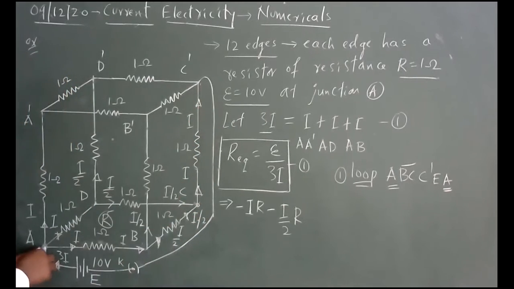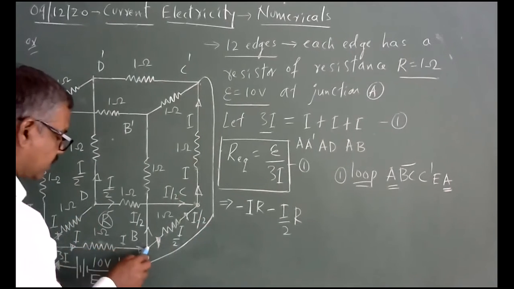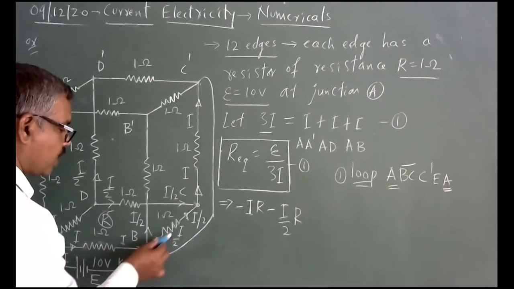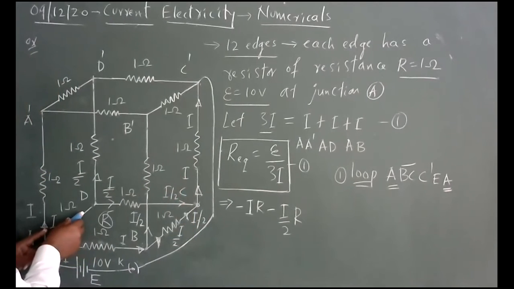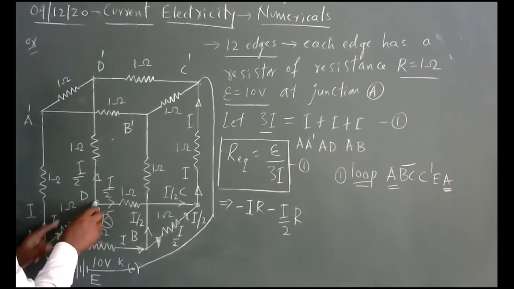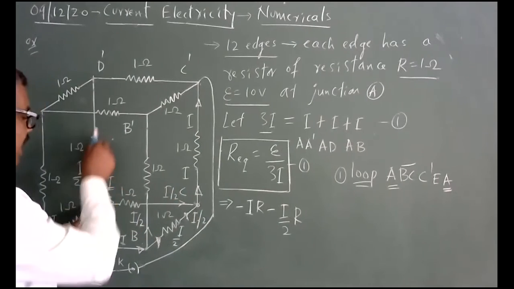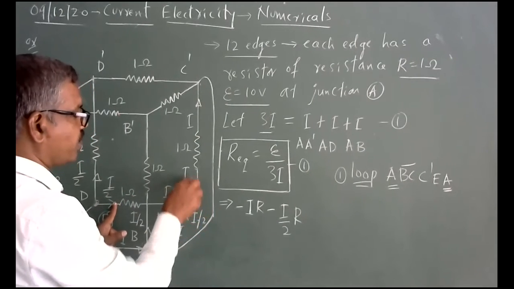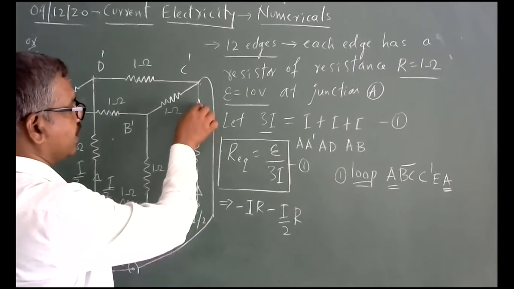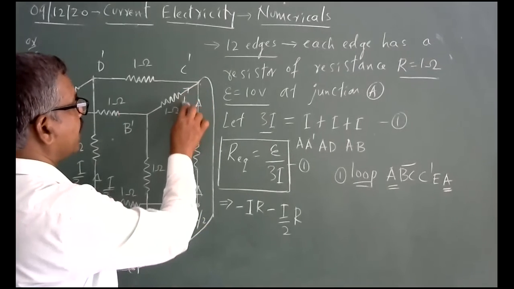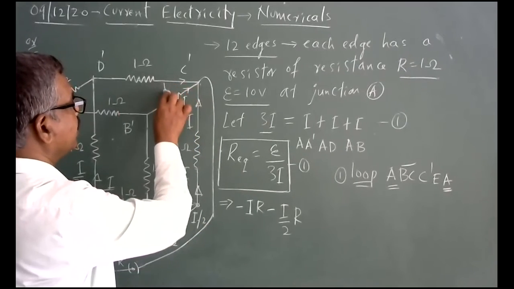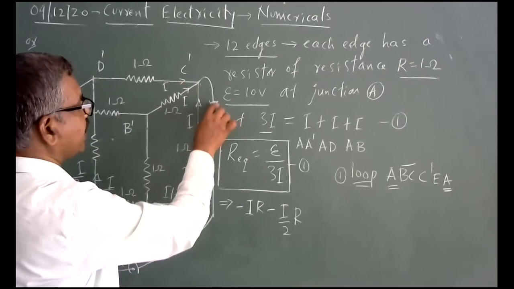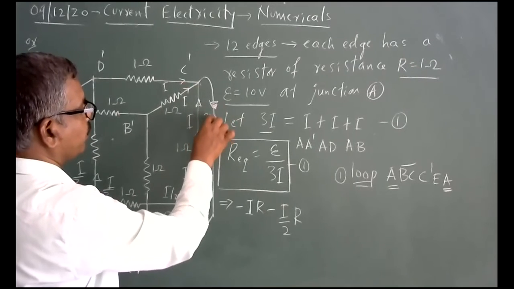I repeat, the total current is 3I, it splits into I. Now this current reaches a junction B, it splits into I by 2. Now again this current which is I, again it splits at D junction, it becomes I by 2. This I by 2 and this I by 2 join together to make a current of I. Now the current is I here, again I here, again I here. Finally the net current is again 3I.